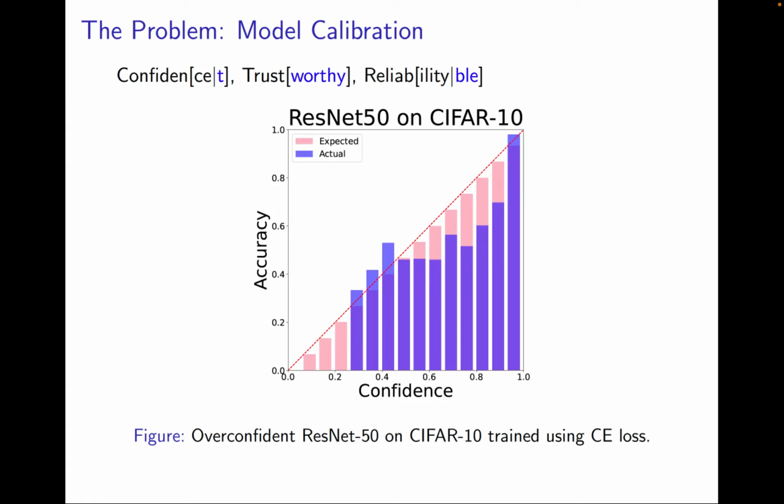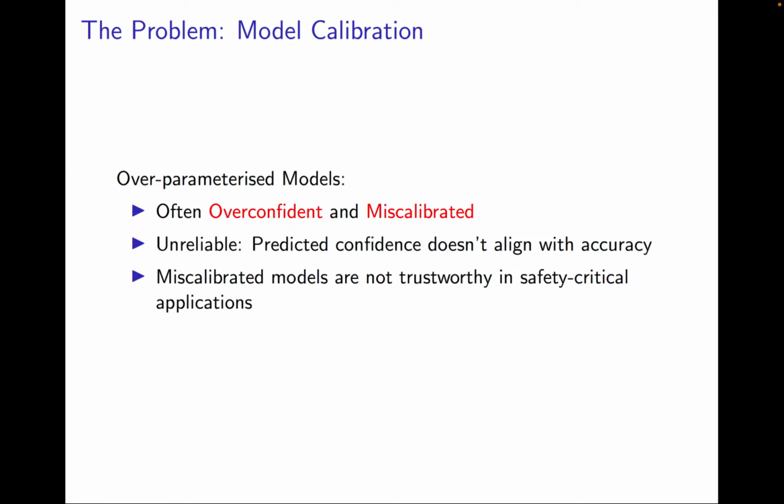The problem here is model calibration. So this is a reliability diagram, which is used to measure the trustworthiness of a model. This is a ResNet 50 trained on CIFAR 10. The y equal to x line denotes perfect calibration, where confidence matches the accuracy, where the confidence is plotted on the x-axis and the accuracy is plotted on the y-axis. Here, most of the bars lie below the y equal to x line, which means that the confidence is greater than the corresponding accuracy, hence overconfidence.